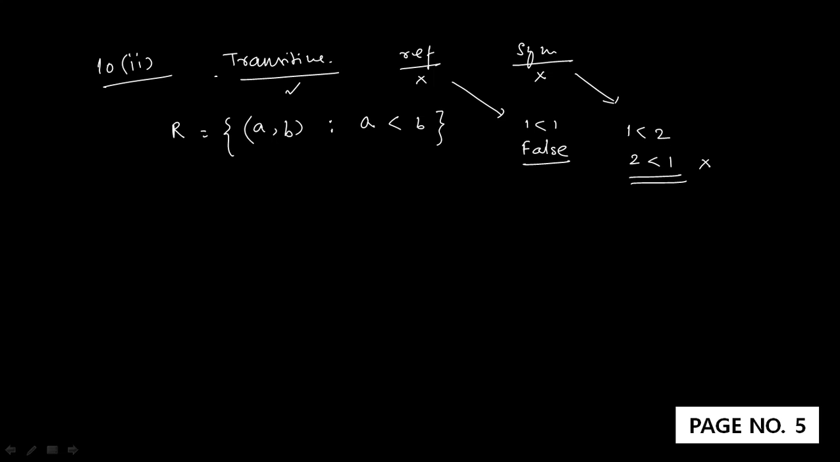Now, what about the transitive nature? If I am writing 1 less than 3 and 3 less than 7, clearly I can write 1 less than 7. This one also exists inside the relation. 1, 3 belongs to R, 3, 7 belongs to R, and 1, 7 also belongs to R. Now, what about the third part?